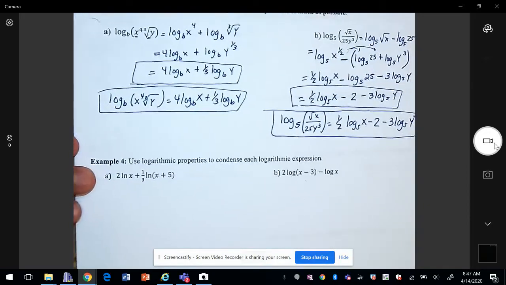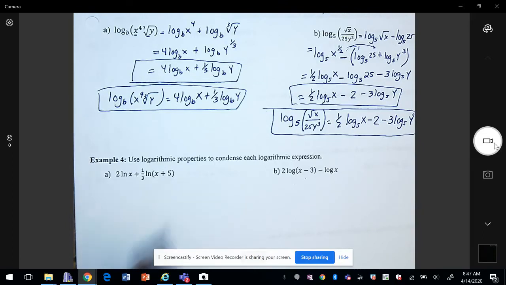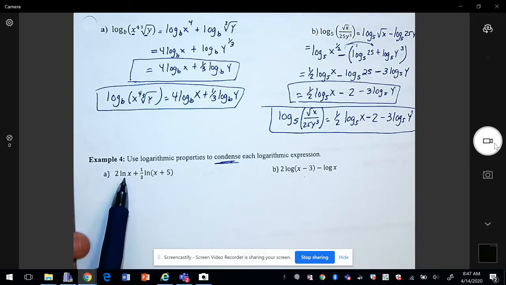Okay, so now for example 4, we want to actually condense, meaning that you started with multiple logarithms and our final answer is going to be just one logarithm.